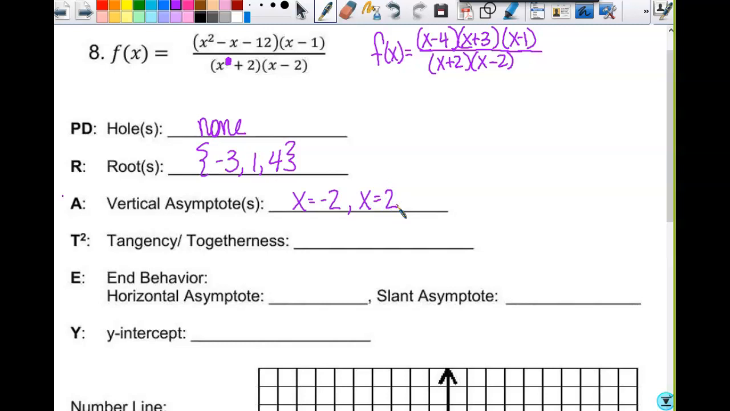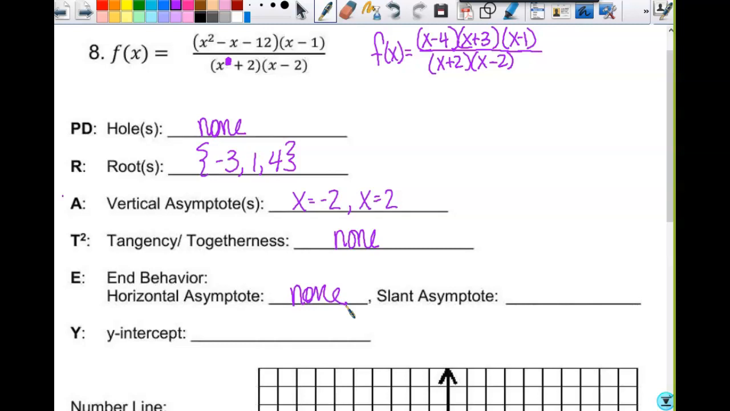Do I have any tangency or togetherness? No. Do I have a horizontal asymptote? No. Which opens the door for a slant asymptote. And is the numerator 1 degree higher than the denominator? Yes, it is. So I'm going to need to divide. Will I be able to do synthetic division?